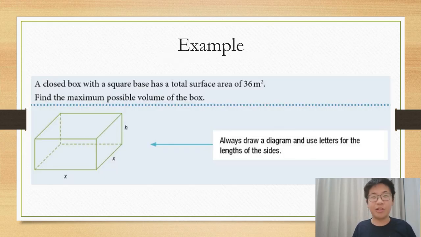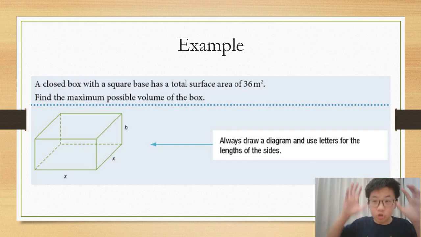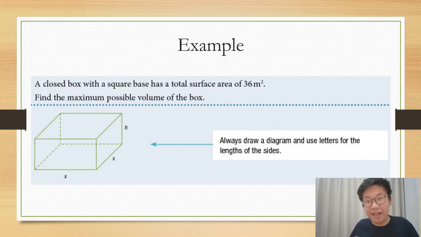Now, this is the really good example from the textbook. A closed box with a square base has a total surface area of 36 m squared. So, it's actually a cuboid with side x and height h. Always draw a diagram and use letters for the sides. You can use any letters, but if it isn't clear what your letters mean, then the examiner will basically take away all your marks. Cambridge is really strict about this. If you don't state what your variables mean, unless they're standard variables, they'll take away your marks.